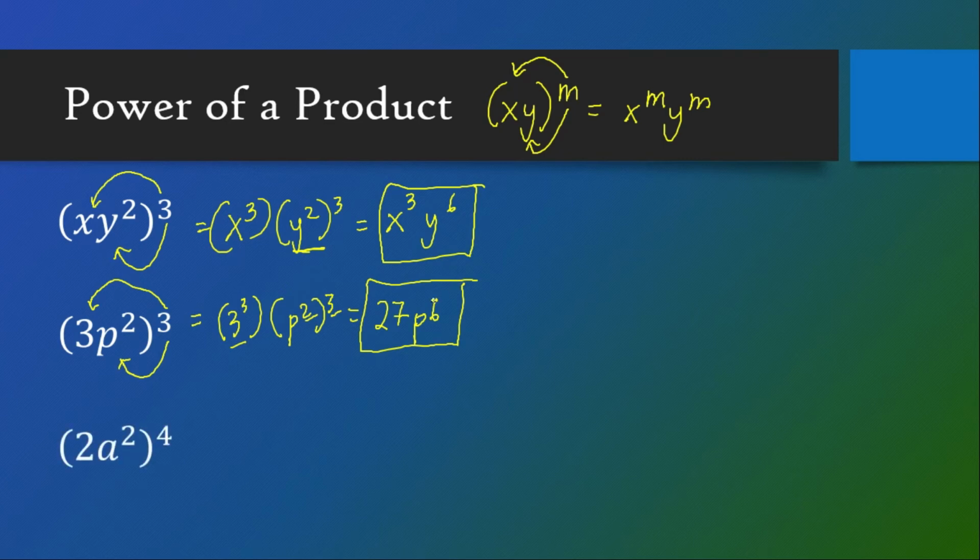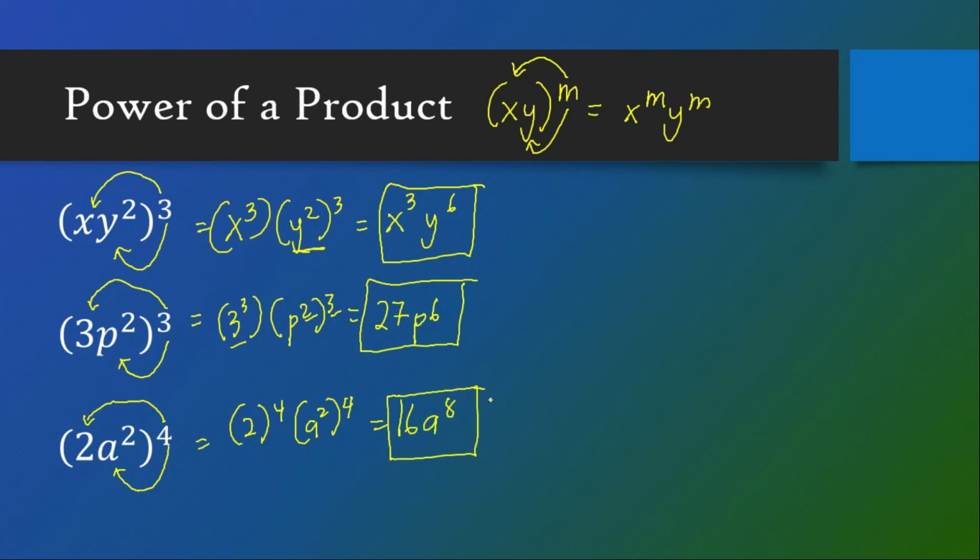Another one, we have 2a squared raised to 4. Distribute yung 4 sa ating base na 2 at sa ating a. Kaya magiging 2 raised to 4 saka a squared raised to 4. Simplify, what is 2 raised to 4? 2 times 2, that is 4, times 2, 8, times 2, that is 16. At a raised to 2 raised to 4, that is a raised to 8. This will be your final answer naman sa ating sample na yan.